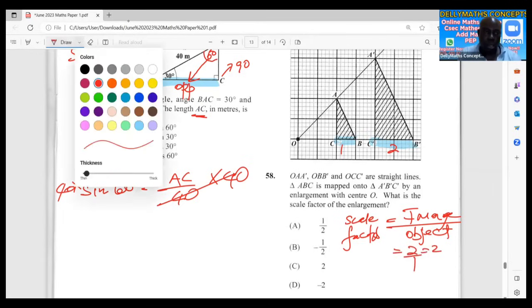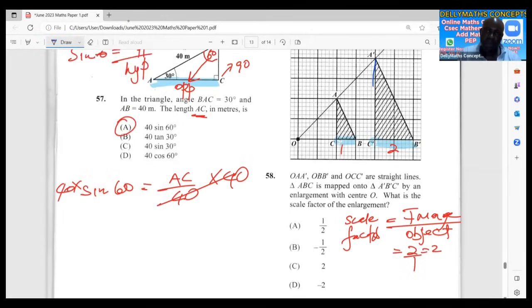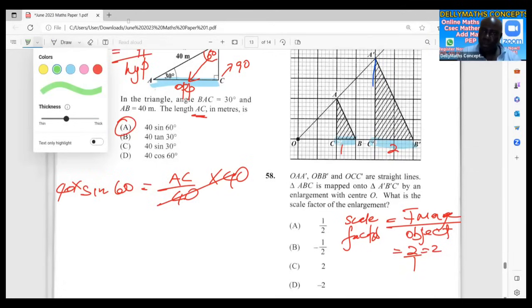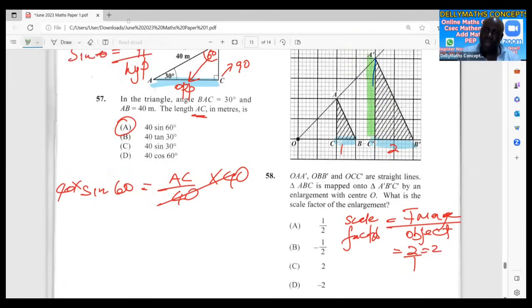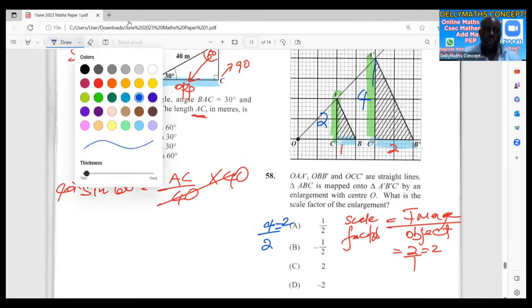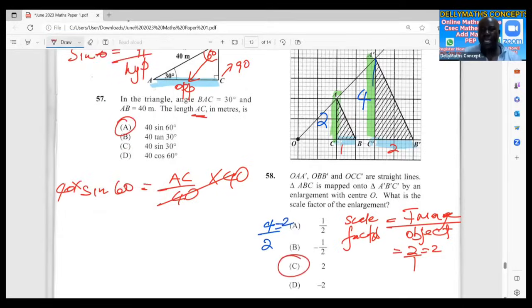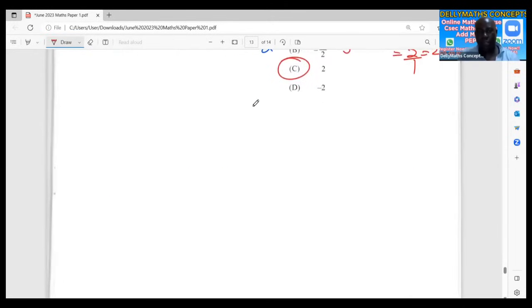What if you saw something else? For example, somebody might say, hey, I saw this side here, and I'm going to relate it to this side. That's fine, right? The 2 greens can be related. This is 4, this is 2. Therefore, the scale factor still would have been the image on top, 4, object, 2. We would have gotten 2 nonetheless. So whichever way you want to approach it, the answer is C, 2 as the scale factor.